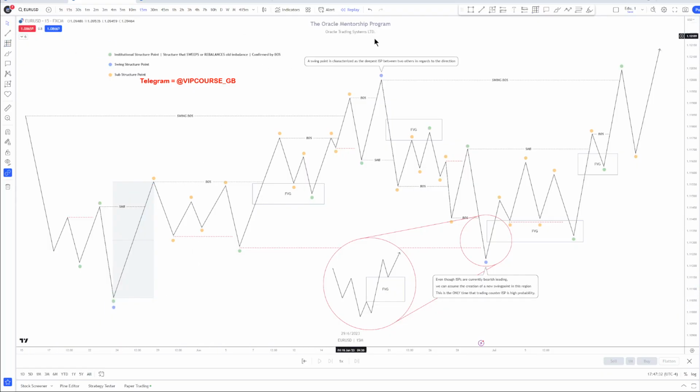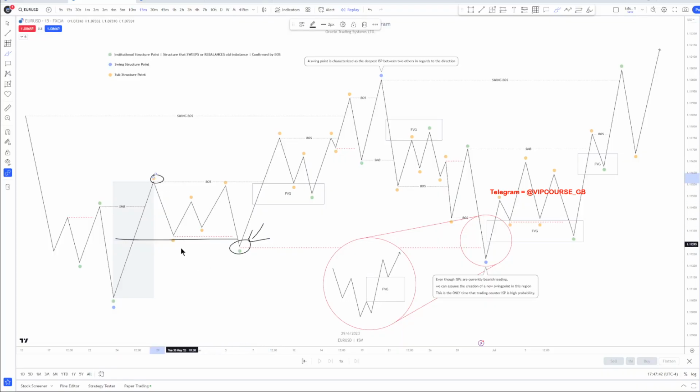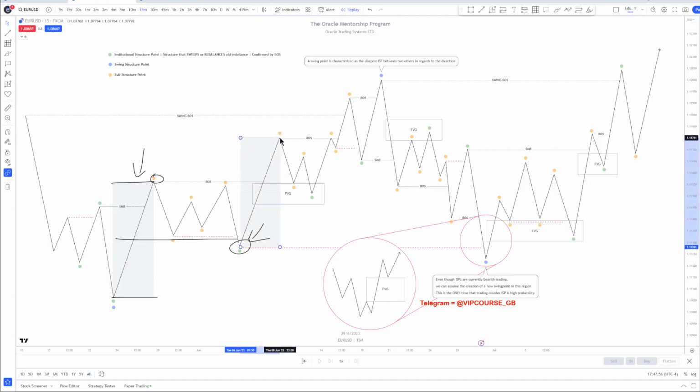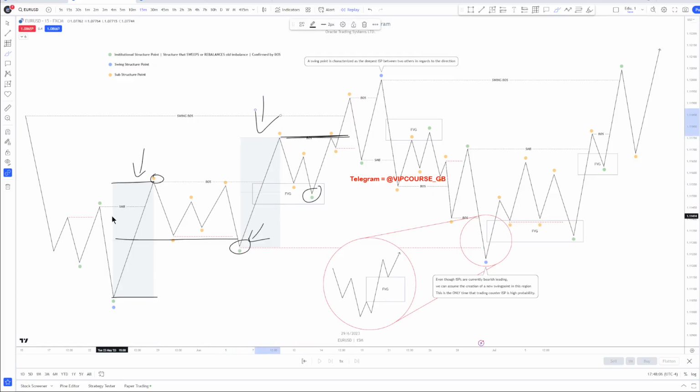Right? Premium and discount tool, as we all know. This institutional structure point is only confirmed when we break out of this range, okay? Of this dealing range. And then it creates a new one. And it is only a break of structure when a new ISP forms and breaks out of the dealer range.